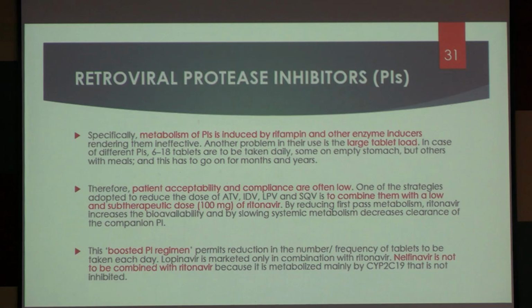Ordinarily, when we use Ritonavir, we use the drug at 600 mg twice daily. But in the boosted PI regimen, one protease inhibitor is combined with Ritonavir at subtherapeutic dose 100 mg daily.